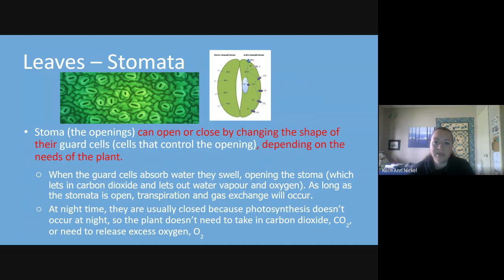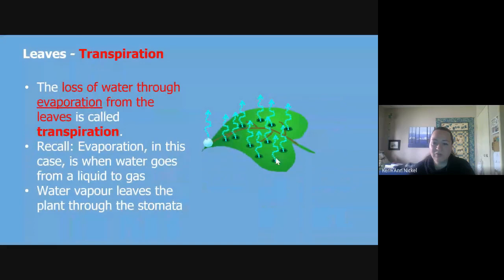Okay, so just a quick look here at transpiration. So we've flipped the leaf over, so we're looking at the underside of the leaf. Now when water vapor comes out of those stomata, we call that process transpiration. Okay, so that is the loss of water through evaporation, but we give it a specific name and we call it transpiration. So the water is in a vapor form.